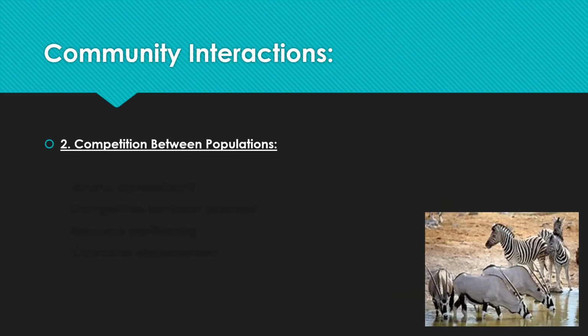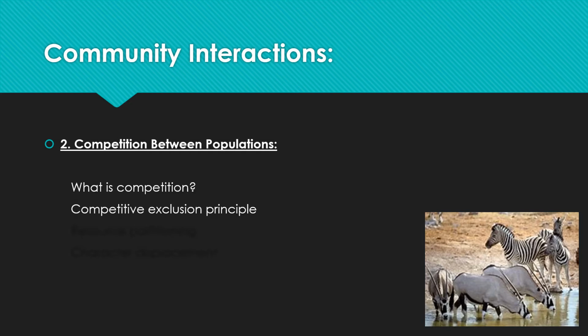So when we talk about community interactions, we started with the ecological niche. Now the second one we're going to talk about is competition between populations. What is competition? Competition is a fight or struggle for what's required: food, territory, reproductive mates. Within that competition, there is an important principle. It's called the competitive exclusion principle. It's also called Gause's law.